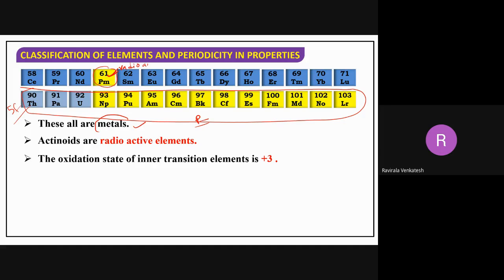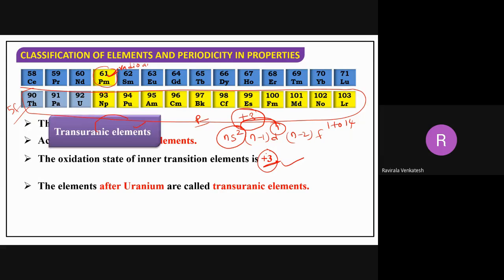Radioactive elements. Generally, what do they show? Normally, they show a +3 oxidation state. Why? If you observe the configuration, I will explain why they show +3. The configuration is ns2, (n-1)d1, and (n-2) f orbital, 1 to 14. They lose these 2 electrons and this 1 electron. In total, they lose 2 + 1, therefore the common oxidation state they show is +3 only. That is the reason they get a +3 oxidation state.